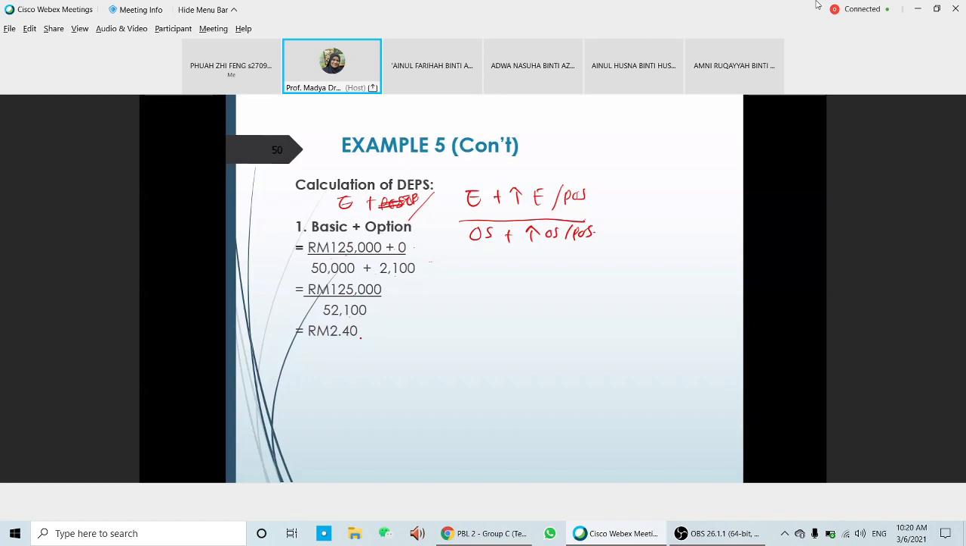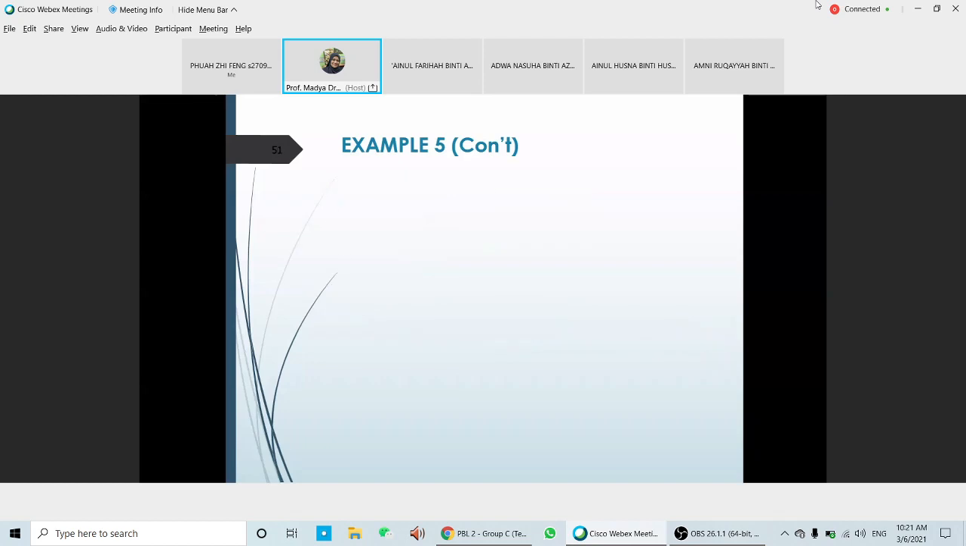So you're going to have 2 ringgit and 40. If you look here, the basic is 2 ringgit and 50. Now when you add the option, it becomes 2 ringgit and 40. Remember that the diluted earnings per share should be lower than your basic earnings per share. When you add options, the diluted becomes 2 ringgit and 40, which is lower than your basic. Okay, the next item here is basic plus options plus convertible bond.